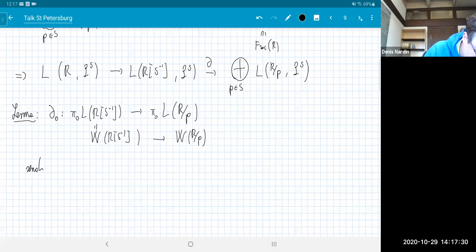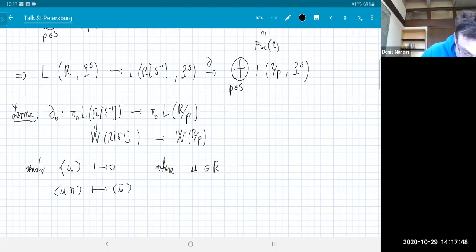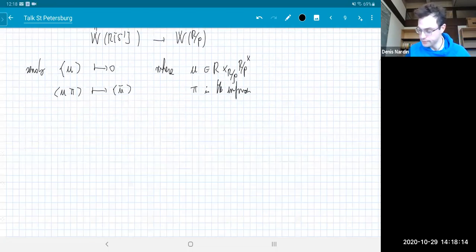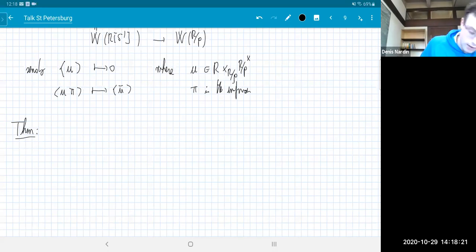And this sends essentially U to zero and bracket U pi to U bar, where U is an element of R that's invertible mod P, and pi is the uniformizer. Okay. And that's actually the map that was sometimes called Psi 1 in the classical literature on Witt groups. Okay, so now let me state the last theorem and explain how you get it from this sequence.